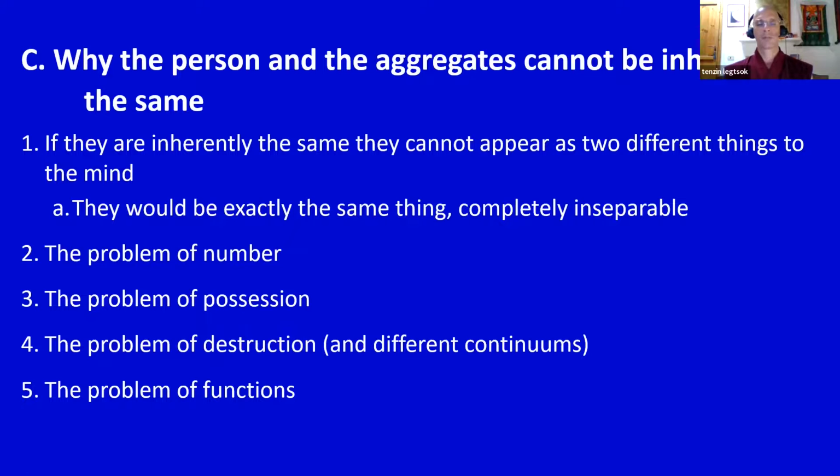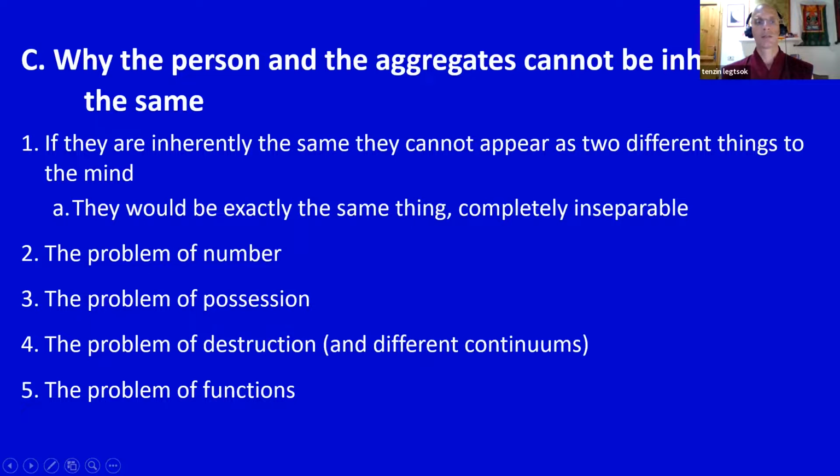So if the I is inherently one with the aggregates, then they would be completely the same thing. They would be just identical. So they couldn't appear as two different things to the mind. That's the first one here. If they're inherently the same, they cannot appear as two different things to the mind because they would be exactly the same thing. But they do appear as two different things to the mind.